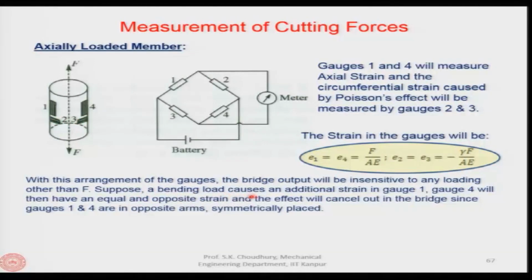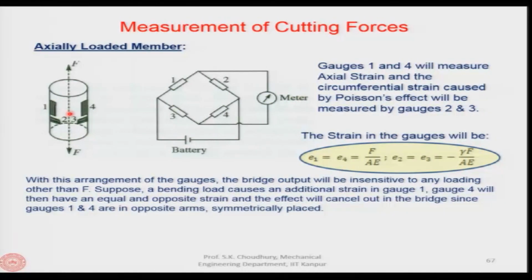Suppose a bending load causes an additional strain in gauge 1, as I was telling you, then gauge 4 will have an equal and opposite strain, and the effect will cancel out in the bridge, since gauges 1 and 4 are in opposite arms, symmetrically placed. So, once again I am repeating, they are placed opposite to each other and symmetrically placed.